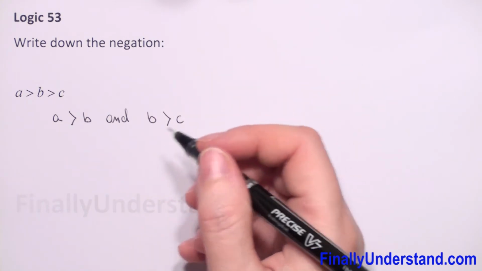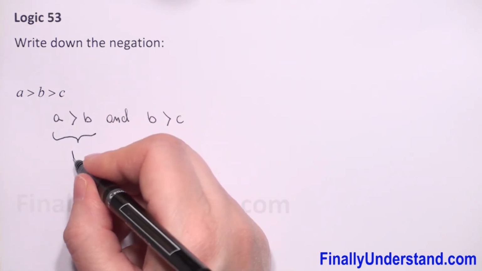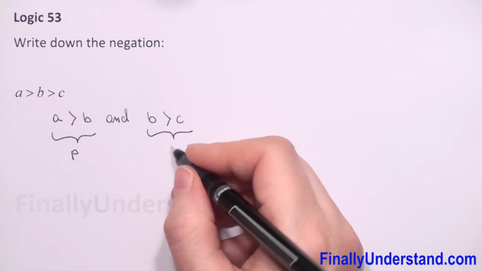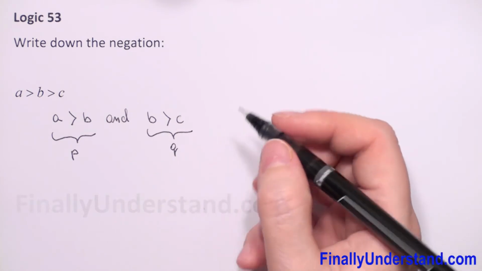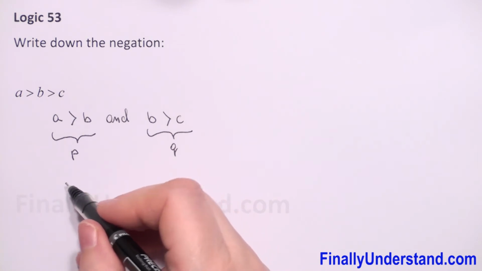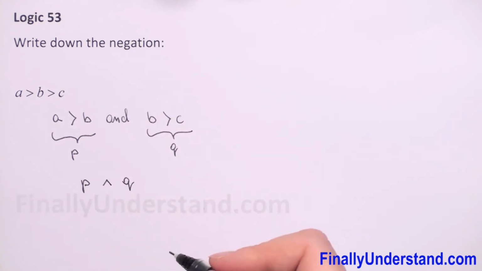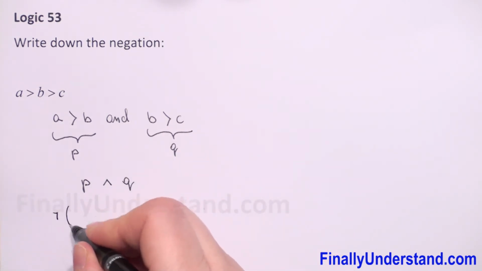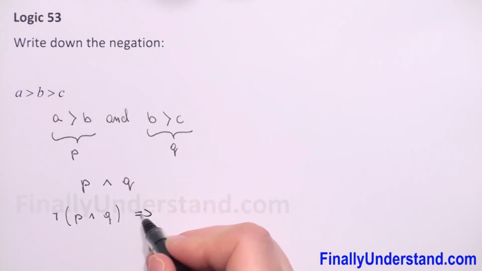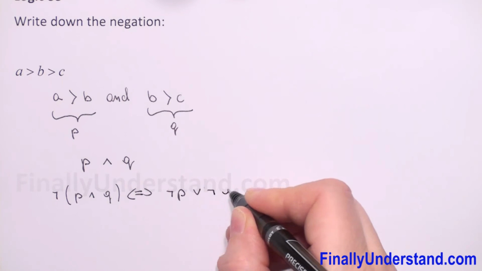So let's put that A is greater than B. This is our simple statement P, and B is greater than C. This is our simple statement Q. So now we have here a conjunction, P and Q, and we have to write the negation of the conjunction. Negation of a conjunction is equivalent, from De Morgan's rule, to not P or not Q.